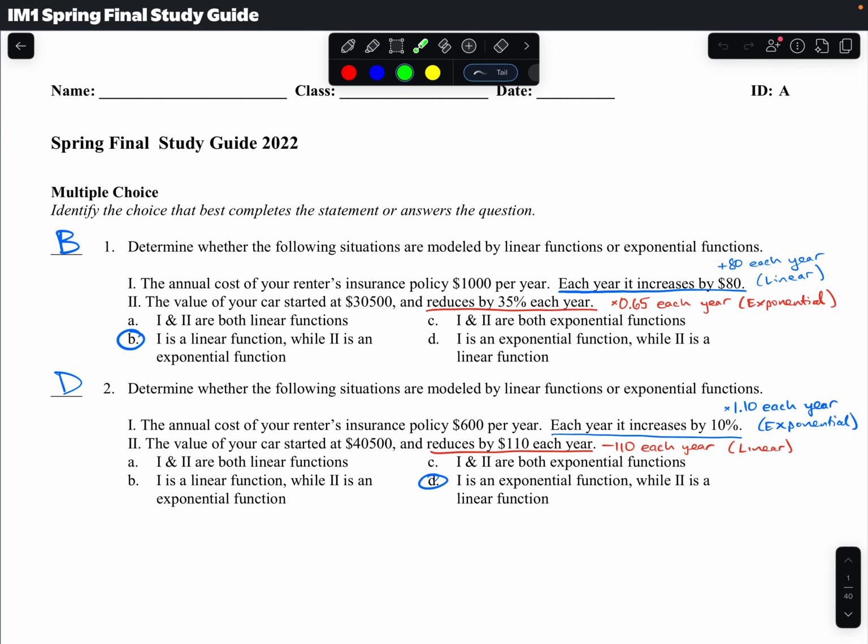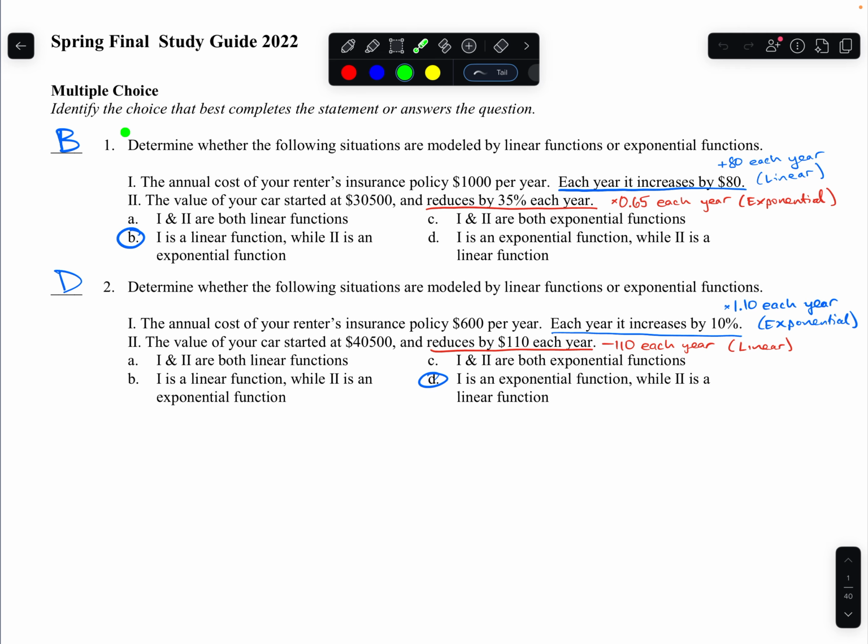All right, this is a walkthrough of the final study guide of the year for IM1. Let's get into it. Number 1, determine whether the situations are linear or exponential.